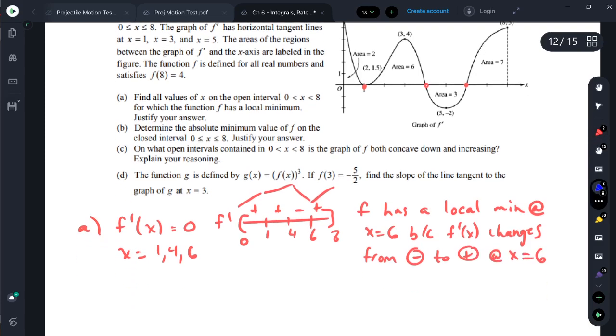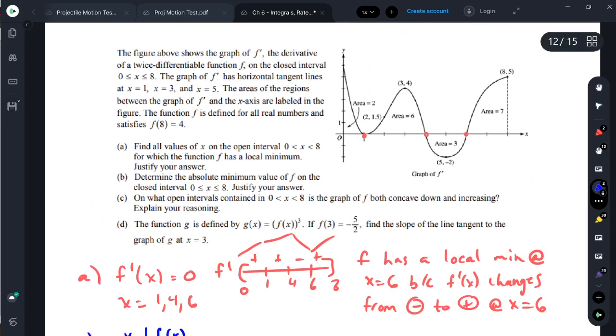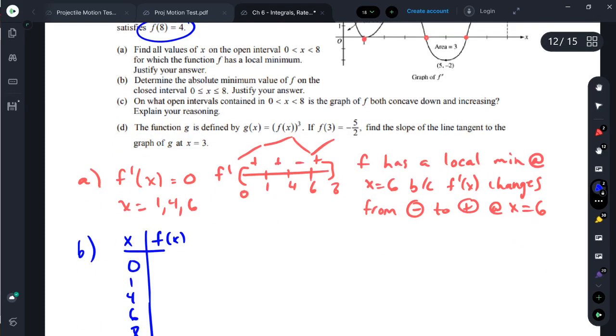All right, B, determine the absolute minimum. We already found f prime of x equal to 0. So we have x and f of x, and we're going to put in 0, 1, 4, 6, and 8. Then they gave us that f of 8 was 4. So we know f of 8 is 4. To find the rest of these, there is a shortcut. But the long way of doing this would be the integral from 0 to 8 of f prime of x dx equals f of 8 minus f of 0.